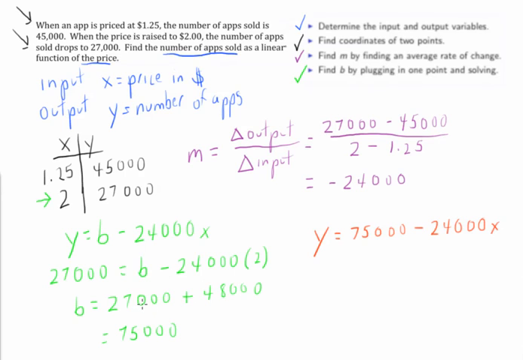x. As you go through linear word problems, go through these steps. Find your input and output variables, find the coordinates of 2 points, find your m, find your b.